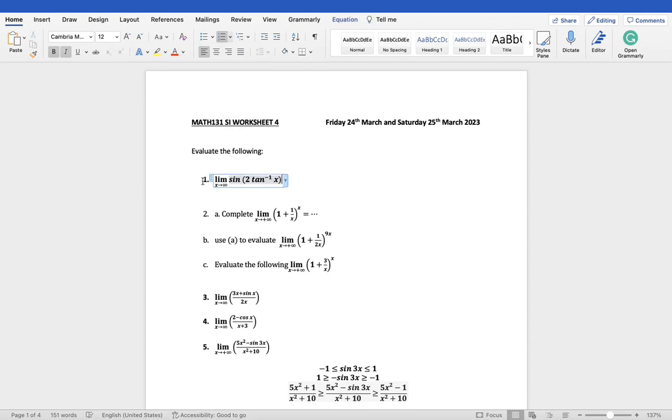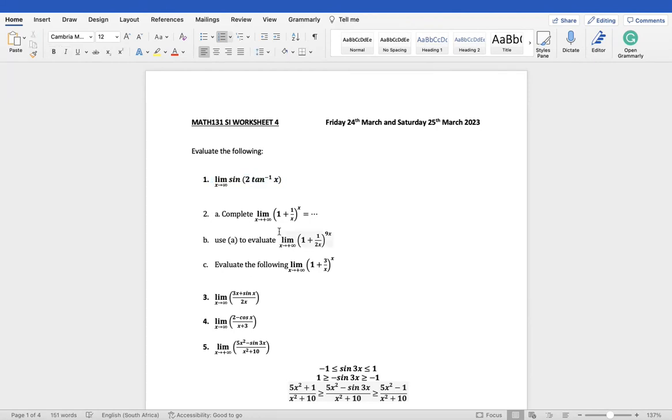And for question 1, we're using the chain rule, the limits chain rule. Basically all you have to do is take the limits of what's inside here. First you take the limit of 2 tan inverse of x, and then you take the sine of that limit, right? So you take the limit inside the bracket of the sine function.